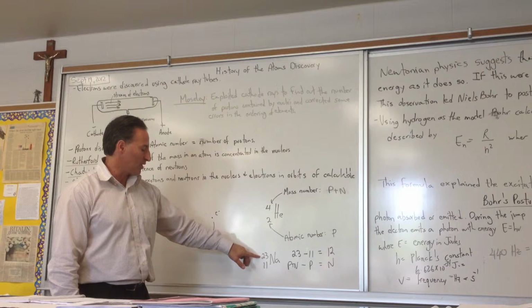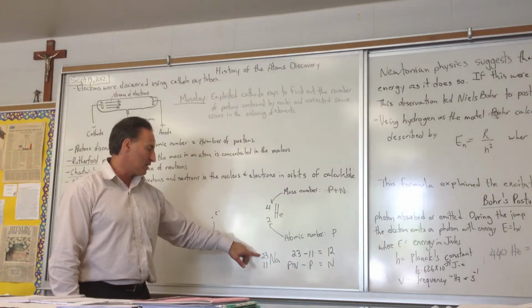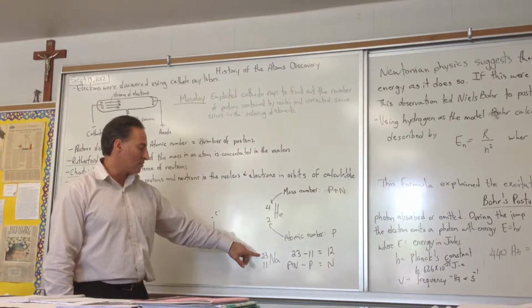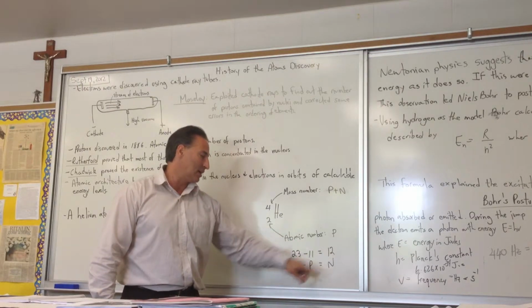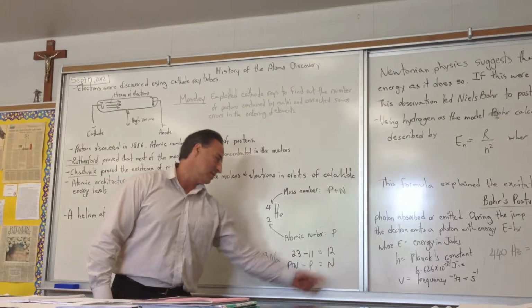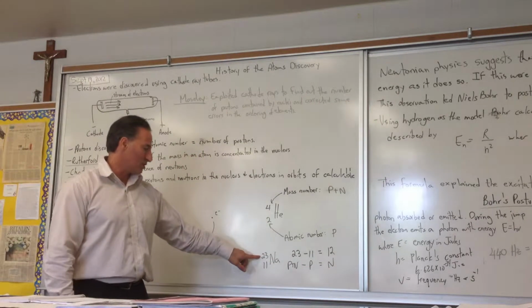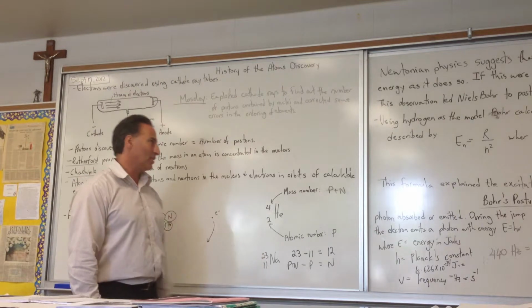So for example, sodium has a mass number of 23 and an atomic number of 11. It means it has 11 protons, and protons plus neutrons equals 23. So if you subtract 11 from 23, you get 12. That tells you the number of neutrons. So protons plus neutrons minus protons gives you neutrons. Here's protons plus neutrons, here's protons, and neutrons are defined by subtraction.